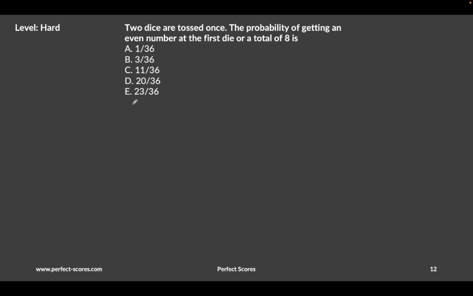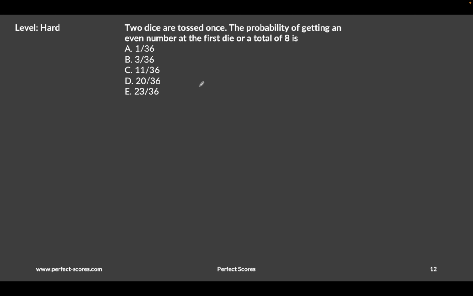Okay, so this question here is about dice. It says 2 dice are tossed once. What is the probability of getting an even number on the first die, or a total of 8? Now, as soon as you see a question like this, there are 2 events here. Before that, we were just dealing with a single event, like drawing one time, or tossing the coins all together. But here you've got 2 different events, right? You want to find the probability of getting an even number or a total of 8. And sometimes you can get an even number as well as a total of 8.